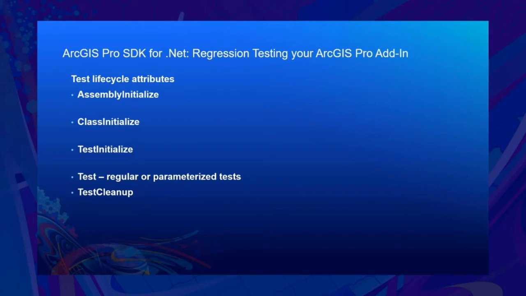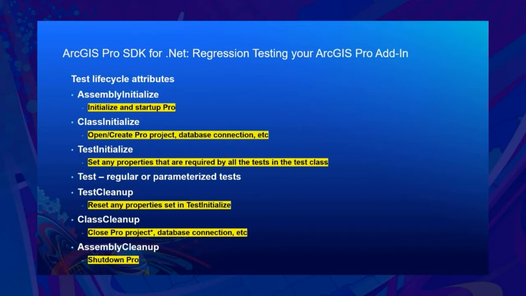Just like we have method initialize attributes, there are also method cleanup attributes. These go in the reverse order as initialize attributes. That is, after a test is run, the method with the test cleanup attribute is called. After all the tests in a test class are run, the method with class cleanup attribute is called. After all the tests in the test assembly are run, the method with the assembly cleanup attribute is called.